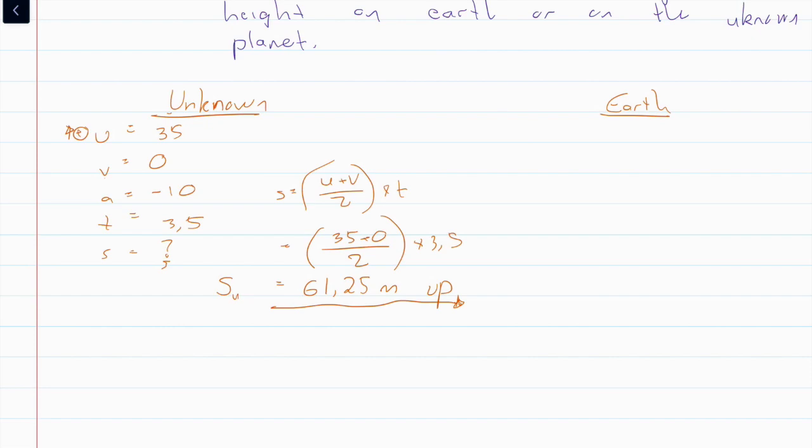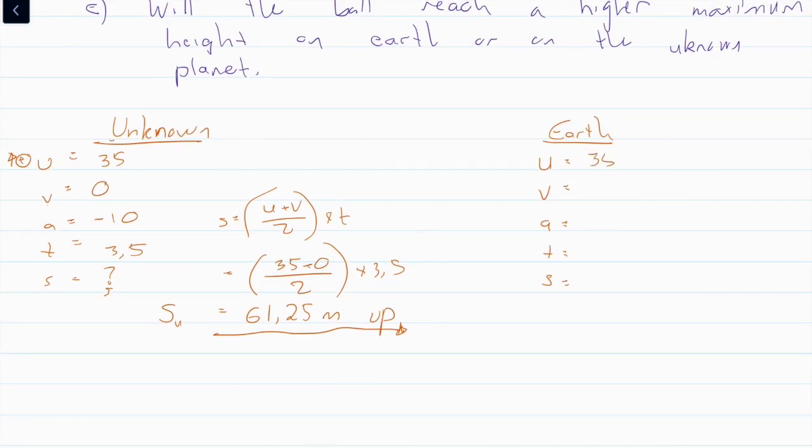Now I want to work out S of Earth. I'm going to write UVATs once again. The initial is going to stay the same at 35. The final is also going to be 0. Acceleration, this time I know what it is. On Earth it is always a constant, with downwards being negative, minus 9.8. The time this time is unknown. I don't know what the time is, but I also don't know what displacement is, which is what I'm looking for.